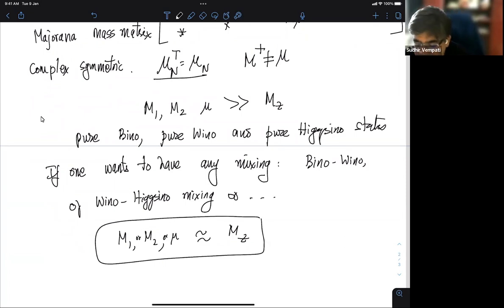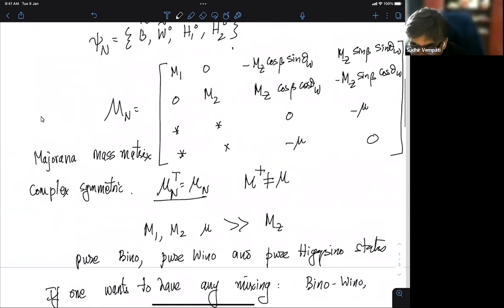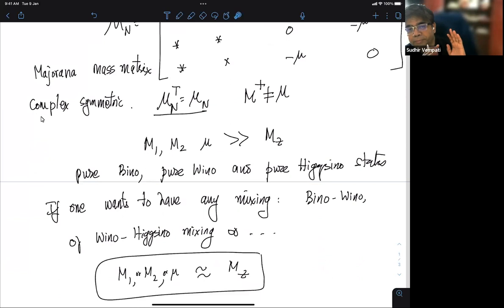This is an important condition, because these are the only off-diagonal entries which can induce some amount of mixing. If these off-diagonal entries are sizable or comparable to M1 and M2, you will have some sort of mixing. Otherwise, you'll end up with pure states, a pure Bino, or a pure Higgsino. So again, you see the tension between SUSY breaking terms and standard model contributions like Mz.